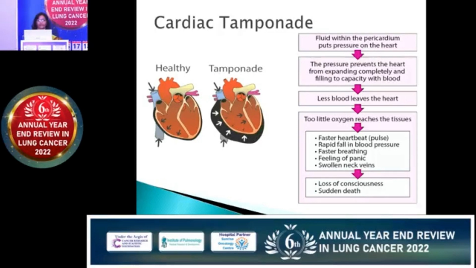Now this is the pathophysiology of cardiac tamponade. The fluid within the pericardium puts pressure on the heart. This pressure prevents the heart from expanding completely and filling to capacity with blood, which leads to less blood leaving the heart. That's why too little oxygen reaches the tissue, which leads to faster heartbeats, rapid fall in blood pressure, faster breathing, feeling of panic, swollen neck veins, which leads to loss of consciousness and even sudden death.